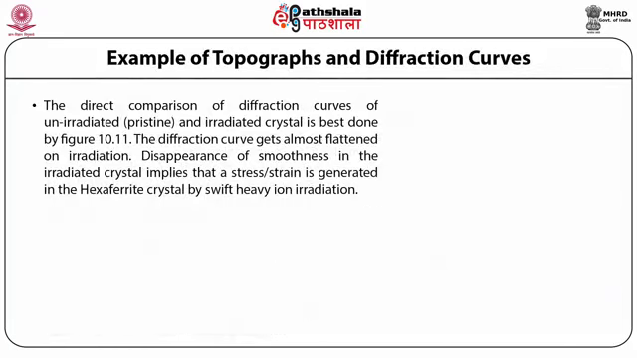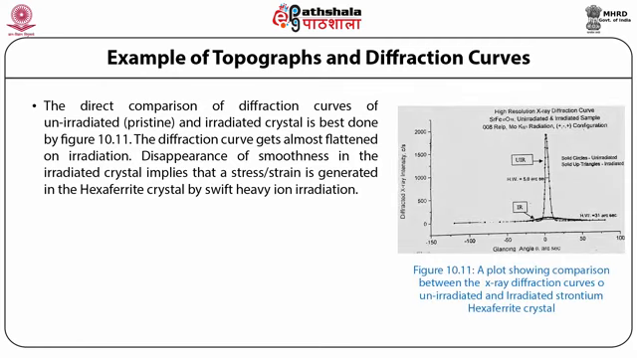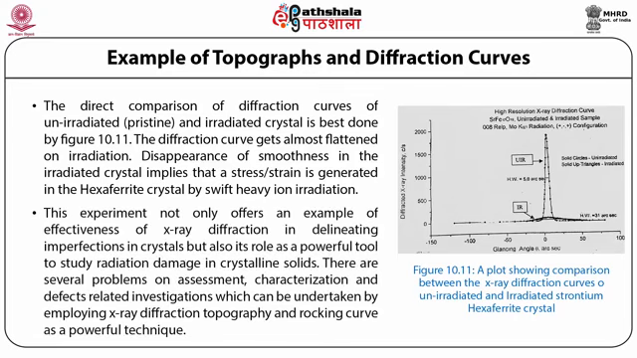The direct comparison of diffraction curves of unirradiated, that is pristine, and irradiated crystal is best done by figure 10.11. The diffraction curve gets almost flattened on irradiation. Disappearance of smoothness in the irradiated crystal implies that a stress/strain is generated in the hexaferrite crystal by swift heavy ion irradiation. This experiment not only offers an example of effectiveness of X-ray diffraction in delineating imperfections in crystals, but also its role as a powerful tool to study radiation damage in crystalline solids.